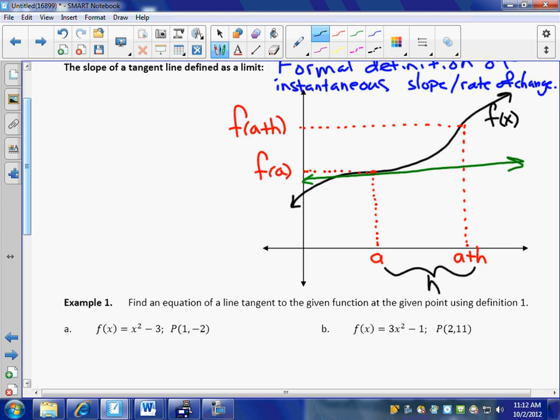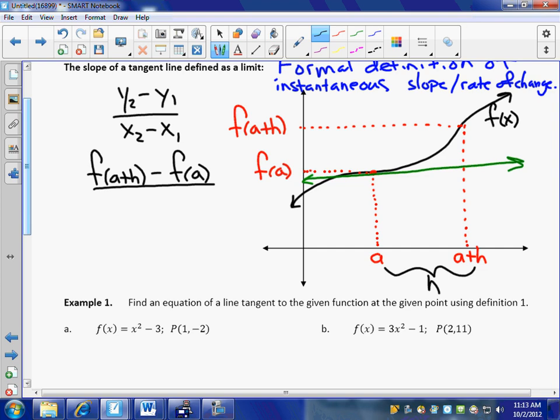Yep, exactly that. So here we have it. Slope is equal to y sub 2 minus y sub 1 over x sub 2 minus x sub 1. What is y sub 2? F of A plus H. What is y sub 1? Minus f of A, divided by, what's x sub 2? A plus H minus A. What happens to the A's? They cancel.